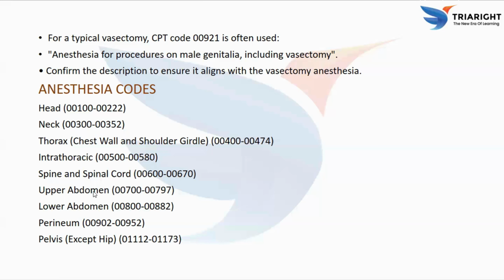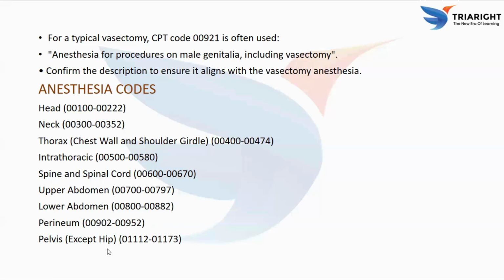And upper abdomen is 00700 to 00797. It includes stomach, liver and gallbladder, which are situated in the upper abdomen. Coming to lower abdomen, appendix, intestines and hernia repairs are located in the lower abdomen. The code ranges are from 00800 to 00882. Perineum is 00902 to 00952. Perineum includes male genitalia, rectum, anus, and vasectomy also falls here.